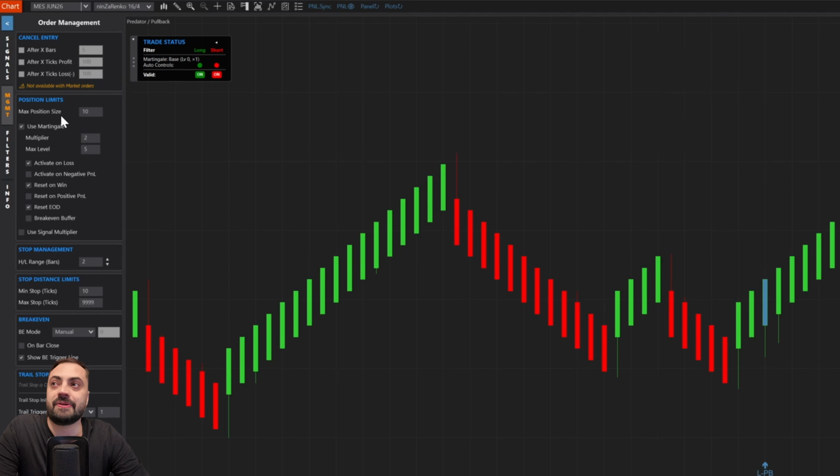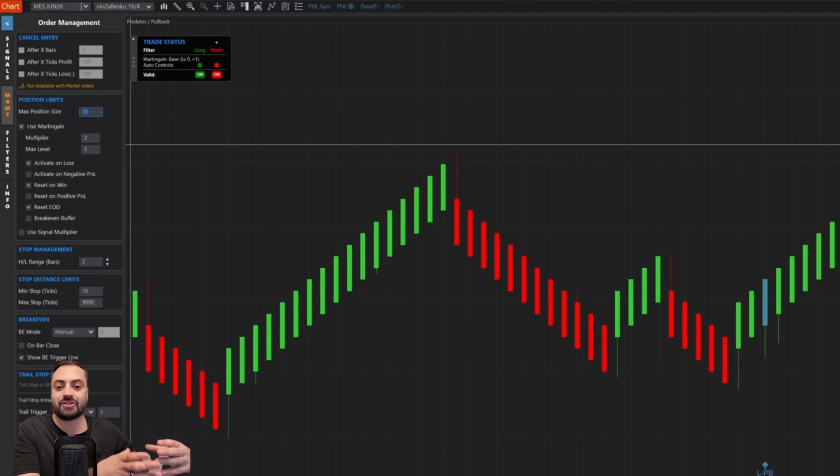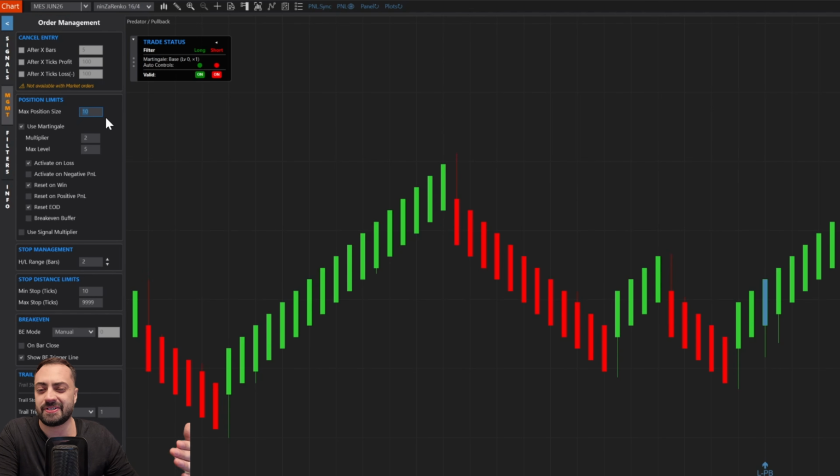Now, when you're using the Martingale system, you should also watch out for the max position size. By default, it's going to come at a position size of 10, and this is just how many contracts you can enter with in one go. We have it again set to 10 because most of us are trading prop firms. That's just there to help protect the user.